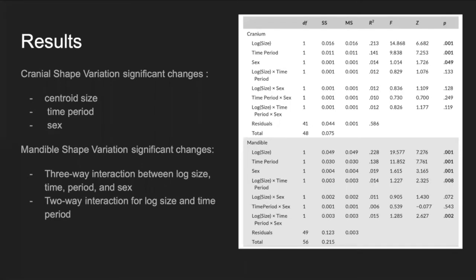In this table, we can see the results for the observed cranial and mandible shape with a size predictor. One of the more important factors on this chart is the R-squared portion, which measures variance. As we can see, the size of both the cranium and the mandible show the biggest R-squared, which demonstrates the highest variance. For the cranial shape, we can see that the significant changes were the centroid size, time period, and sex. As for the mandible shape, the 3-way interaction between log size, time period, and sex, and the 2-way interaction for log size and time period demonstrated significant changes.